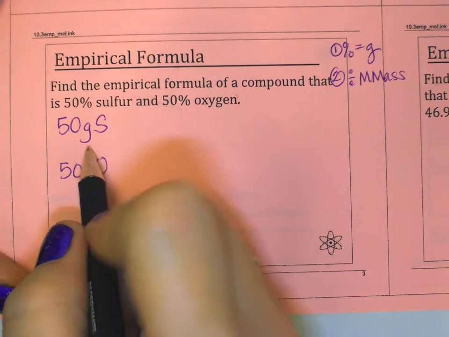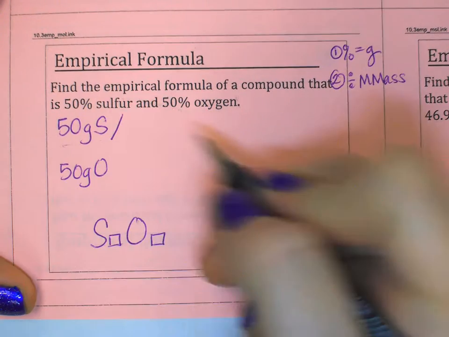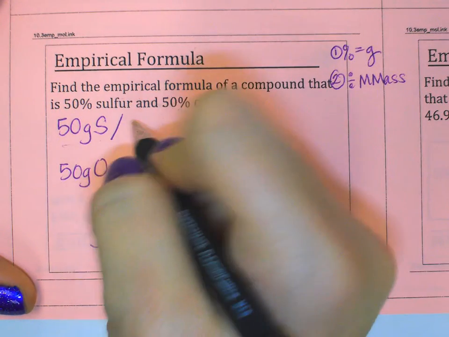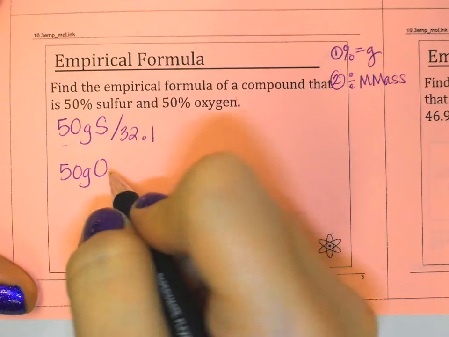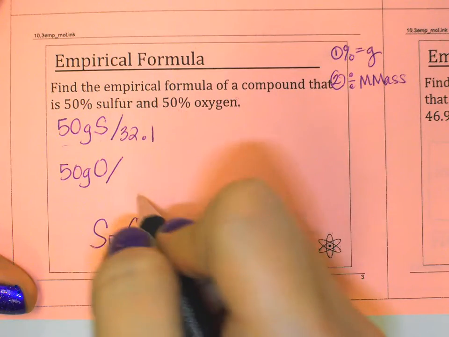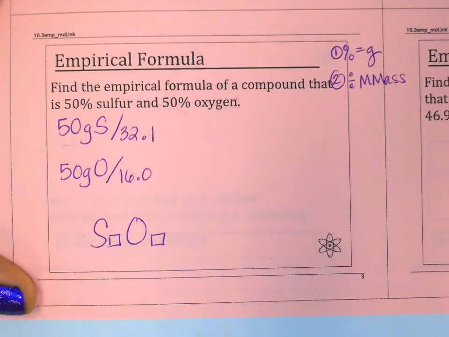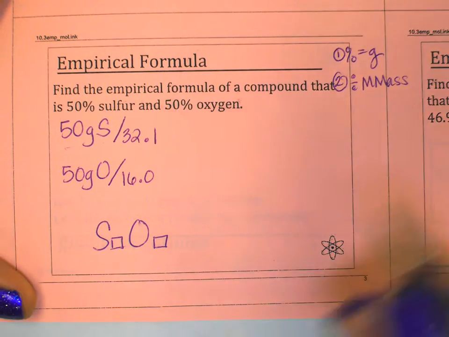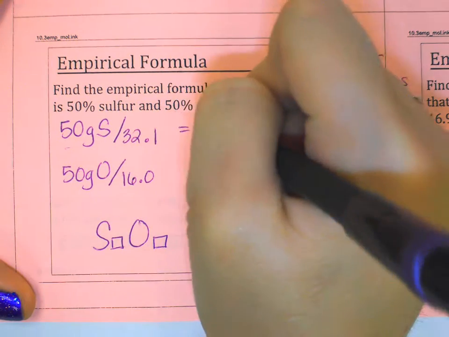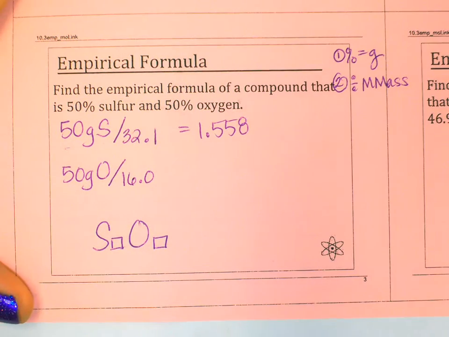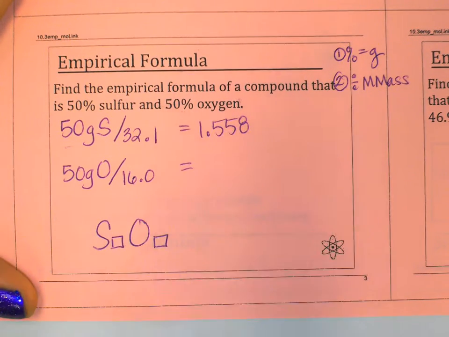So for 50 grams of sulfur, I will divide that by its molar mass, which is 32.1. Oxygen, I will divide that by its molar mass, which is 16.0. When I do that for sulfur, I get 1.558. I usually go out as many places as I can at this point. Right? And when I do that for oxygen, I get 3.125.